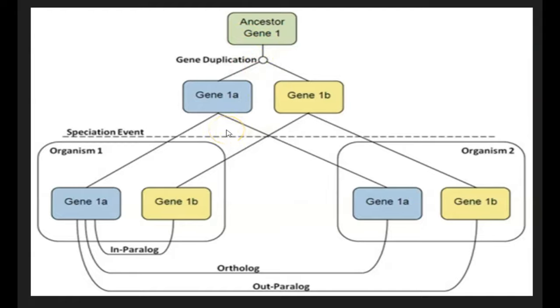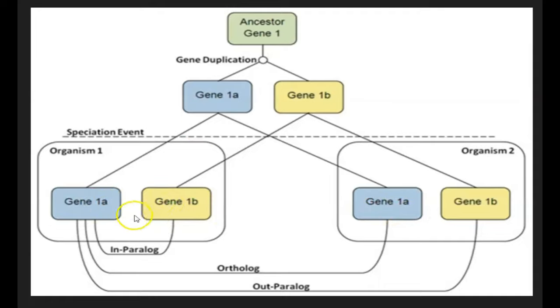Then, according to time, we have a speciation event here. So we have two organisms with the same ancestor. All of them gain two genes in two different locations in the genome, but they occupy the same function.